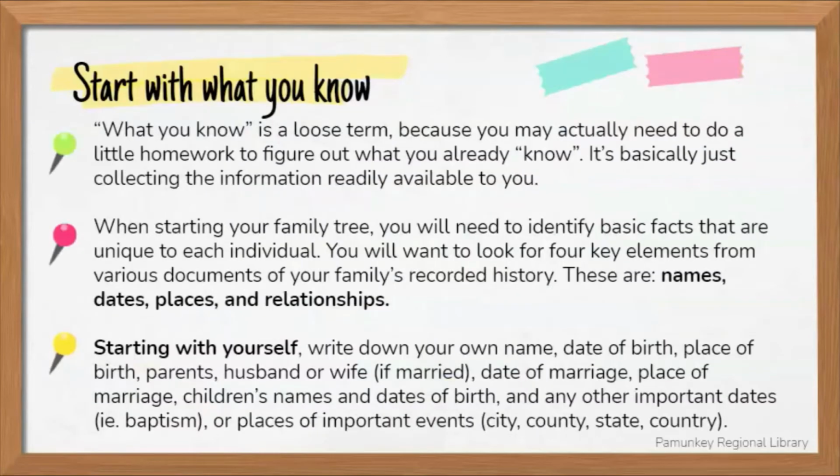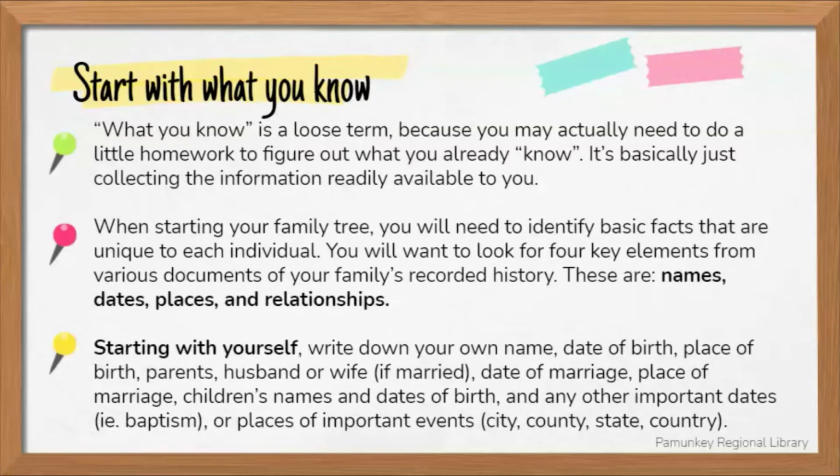So starting with what you know is a loose term, because you may actually need to do a little bit of homework to figure out what you already know. It's basically just collecting the information that is readily available to you. So when starting with your family tree, you will need to identify basic facts that are unique to each individual. You will want to look at 4 key elements from various documents of your family's recorded history. These are names, dates, places, and relationships.